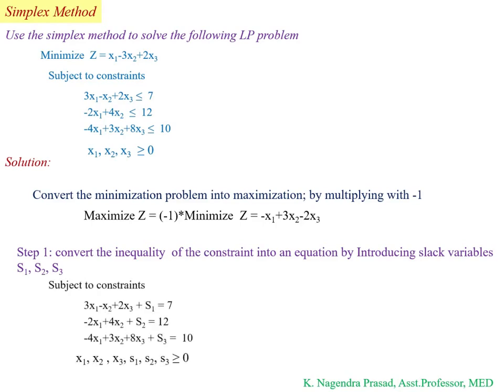So now the constraints are 3x1 minus x2 plus 2x3 plus S1 equal to 7, minus 2x1 plus 4x2 plus S2 equal to 12, minus 4x1 plus 3x2 plus 8x3 plus S3 equal to 10, and x1, x2, x3, S1, S2, S3 are all greater than or equal to 0. The objective function is maximize z equal to minus x1 plus 3x2 minus 2x3 plus 0S1 plus 0S2 plus 0S3.